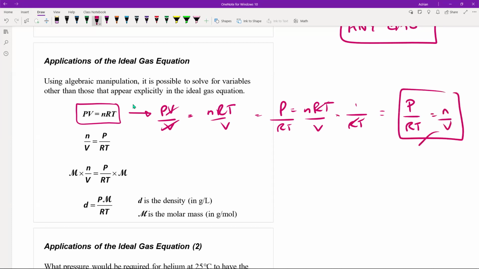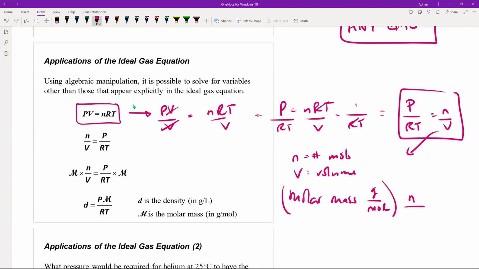So we know that n there is a number of moles, V is equal to volume. Well, if we take the molar mass of a gas, so molar mass is in grams per mole, and if we multiply the molar mass by n over V, if we look at our unit, grams over moles, n here is the number of moles, so the moles are going to cancel. We end up now with the grams over volume is equal to pressure over RT times the molar mass.